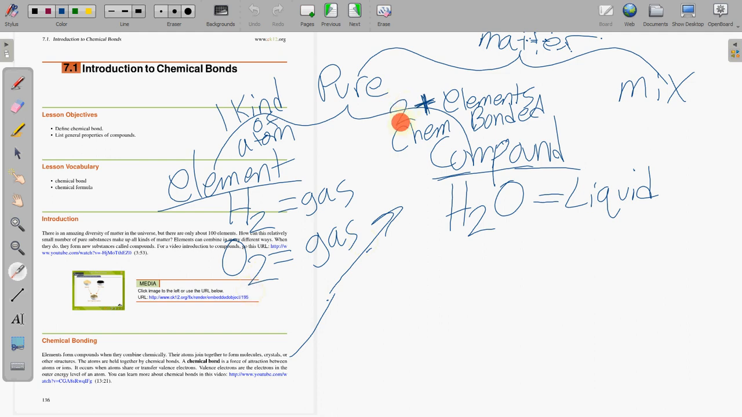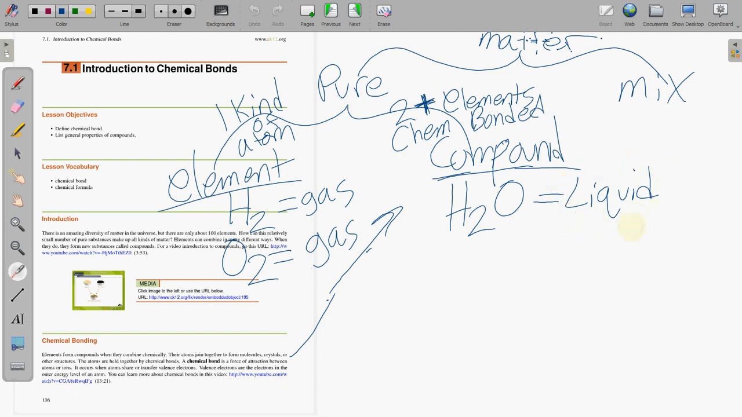Now, if there are two or more elements, okay, two or more different elements bonded together with a chemical bond, then that is a compound. So a compound is two or more chemical elements bonded together. An example is water. H2O is water, and at room temperature, it's usually a liquid. Okay. Now there is water vapor in the air, and if in your freezer, there's probably ice. But at room temperature, most water is a liquid.